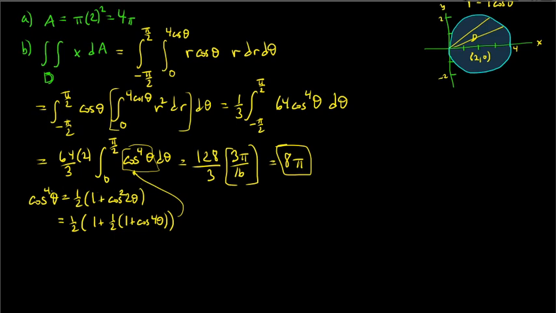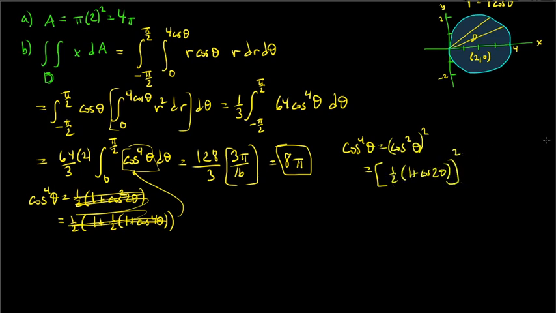So I realize I made a mistake here. This is cosine to the fourth. Right, it's cosine squared squared. So forget what I wrote here. This is cosine squared squared. Right, so it's 1/2 (1 plus cosine of 2 theta) squared. So it's 1/4 of, let's see, 1 plus 2 cosine 2 theta plus cosine squared of 2 theta.